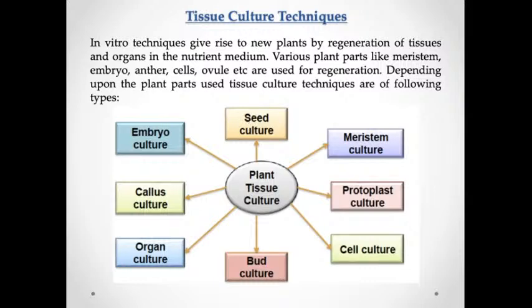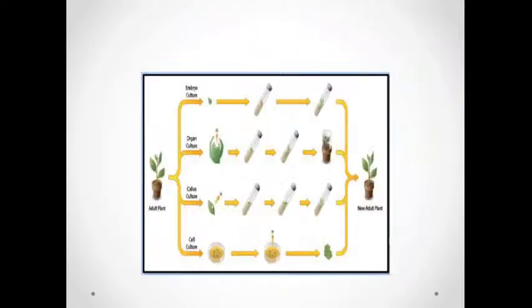If you're taking protoplasts, then it's a protoplast culture. If you're taking a cell suspension, then it's a cell culture. If you're taking a bud, then it's a bud culture. If you're taking some organ of the plant, then it's an organ culture. If you're taking callus, embryo, or seeds, they are divided into different tissue culture types. This is as simple as written there.